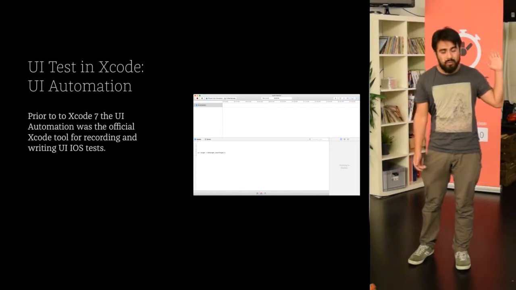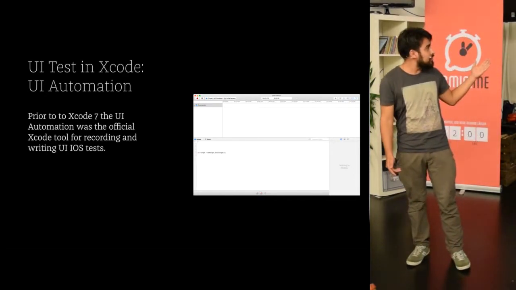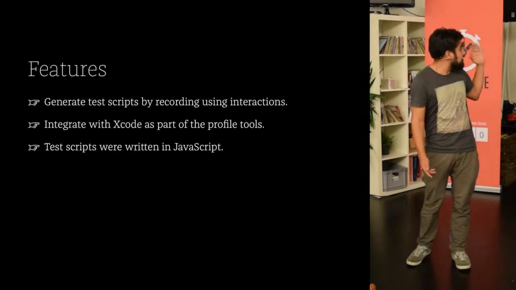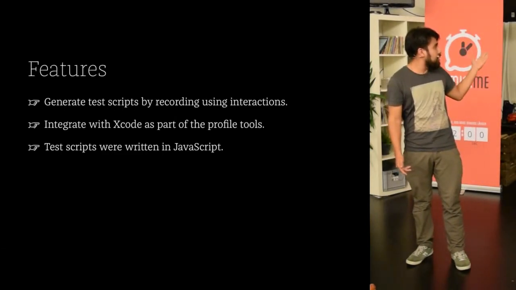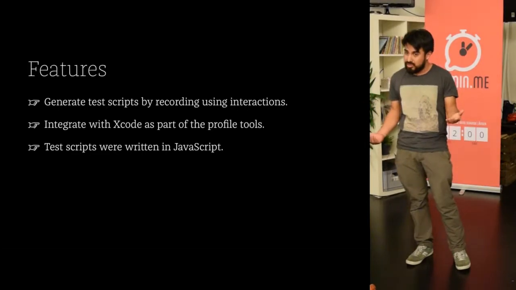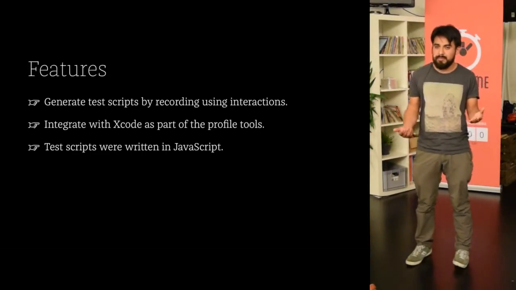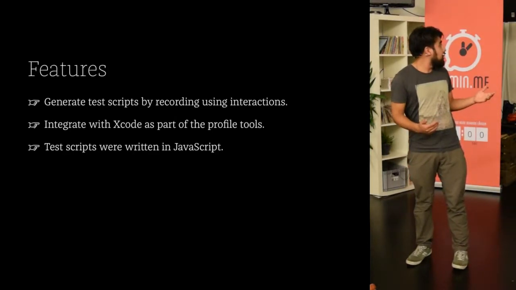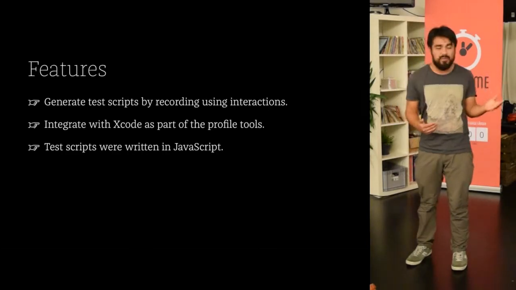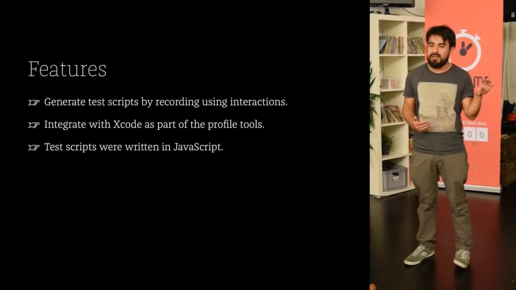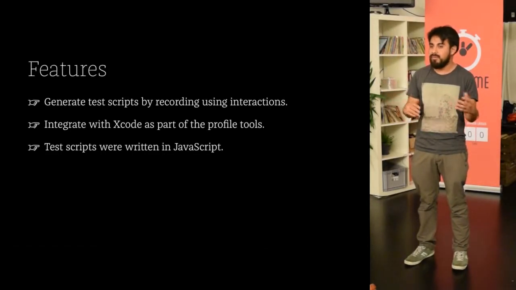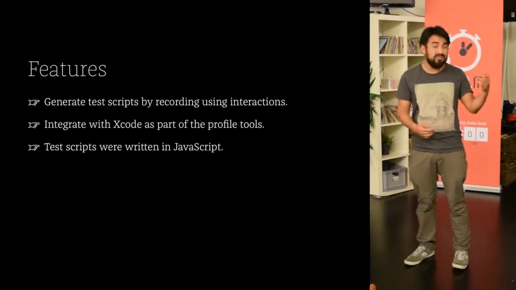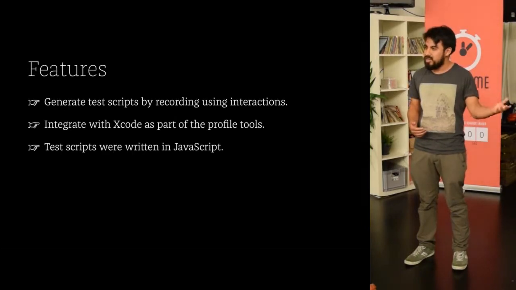That's what was there before. This UIAutomation has some characteristics, some features. The tests, as I said, are generated by recording the user interactions. You can also write tests on your own, but basically the main tool is the recording tool. They are integrated with Xcode as part of the profile tools. I mean, you don't find them in the normal testing tools or testing targets, but if you go to your menu Profile, where you find other profiles too, like for memory or for CPU performance or counters and so on, that's where you find it, and that already says what the original intention of this tool was.